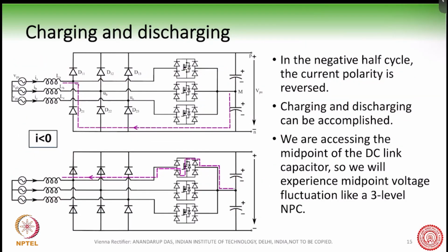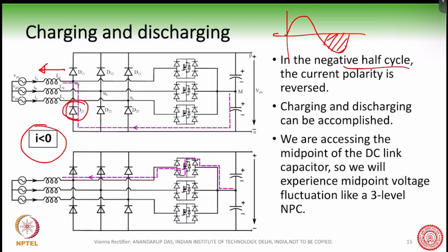Now, when the current is less than 0, in the A phase current, now we are talking about this area, in the negative half cycle, the current polarity is reversed. So now the current will flow this way. So then who will conduct? In fact, we will see that again the charging and discharging will happen, but now this diode will conduct for some time, and this way the current will flow in this one.